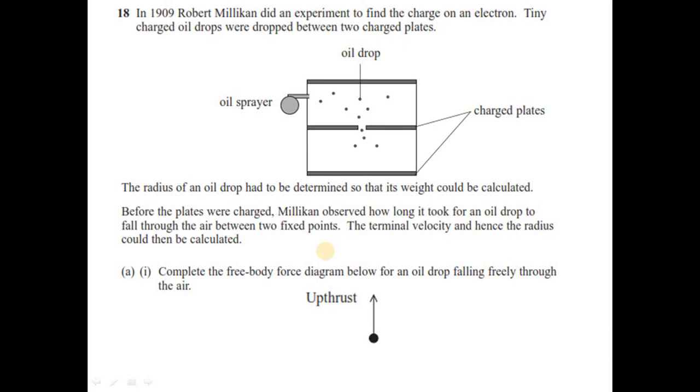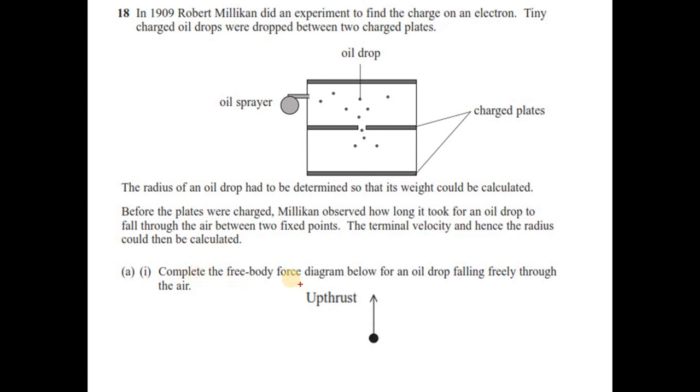In 1909, Robert Millikan did an experiment to find the charge on an electron. Tiny charged oil drops were dropped between two charged plates. So these are the charged plates and these are oil drops, and they are falling down. The radius of an oil drop had to be determined so that its weight could be calculated. Before the plates were charged, Millikan observed how long it took for an oil drop to fall through the air between two fixed points. The terminal velocity and hence the radius could then be calculated.